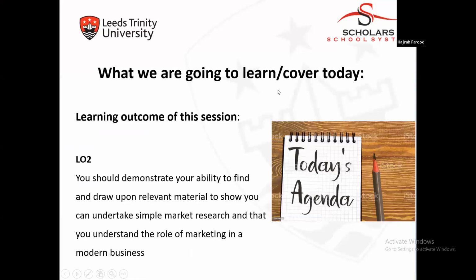So the learning outcome of the session would be to demonstrate your ability to find and draw upon relevant material, to show you can undertake simple market research and that you understand the role of marketing in a modern business. So this is learning outcome 2 for this module.